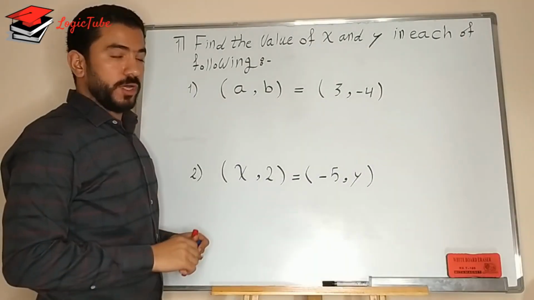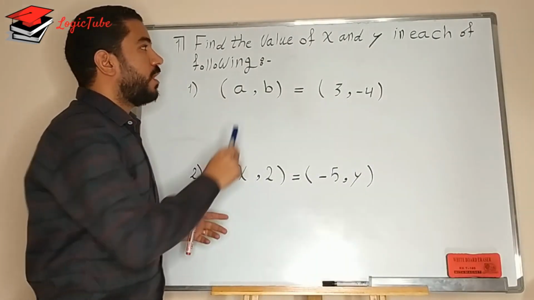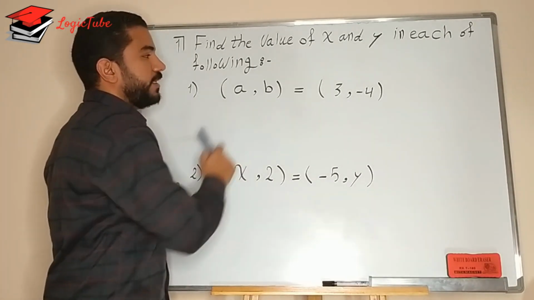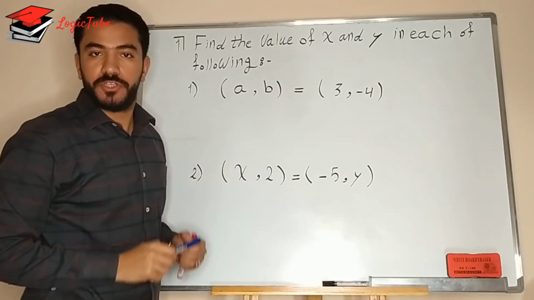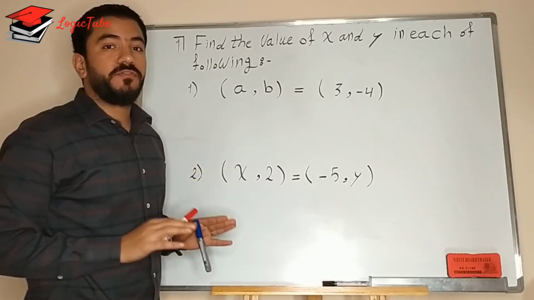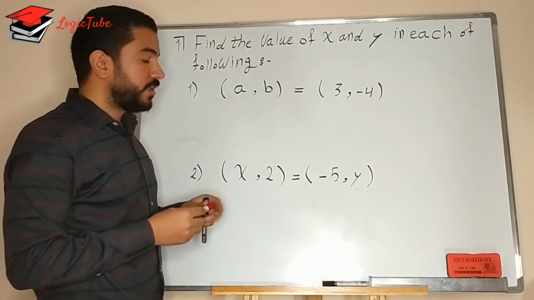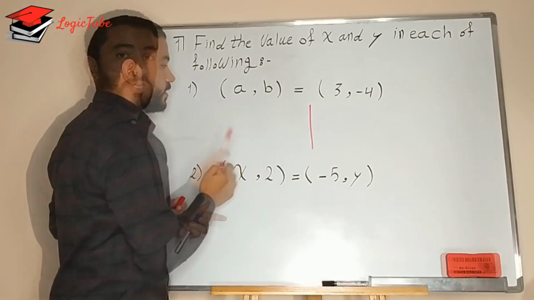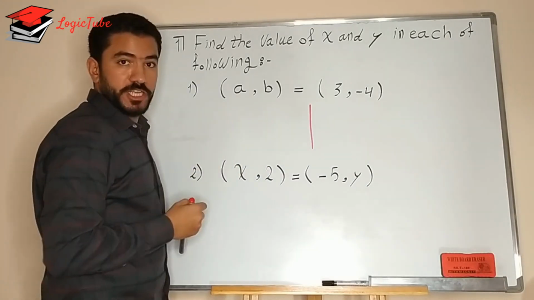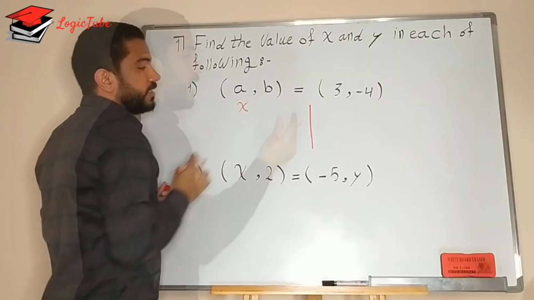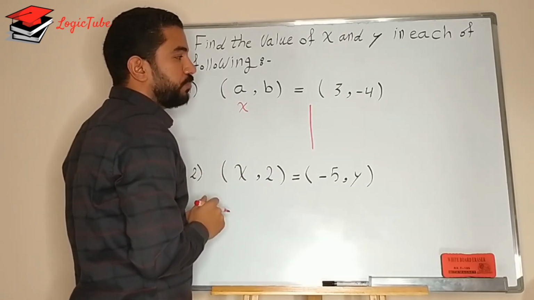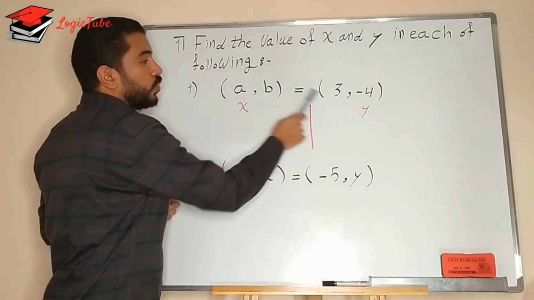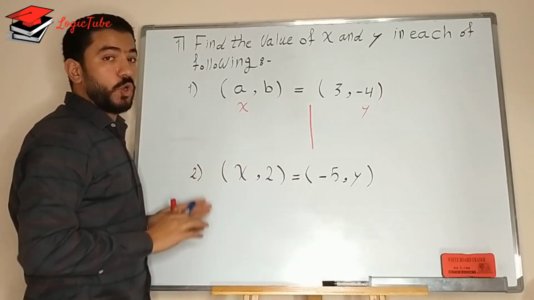Question number 1. Find the value of x and y in each of the following. Number 1, the ordered pair of A and B equals the ordered pair of 3 and -4. To find the value of x and y, we'll always divide our page into 2 parts. This part is called the first projection, which is denoted by x, and this part is the second projection, which is denoted by y.